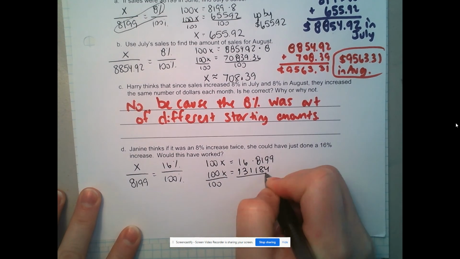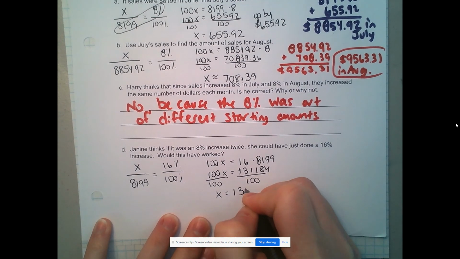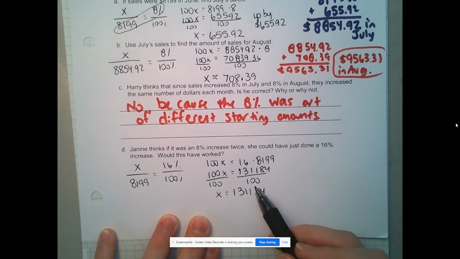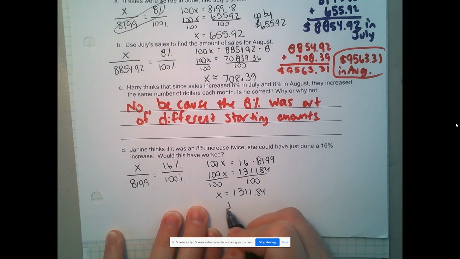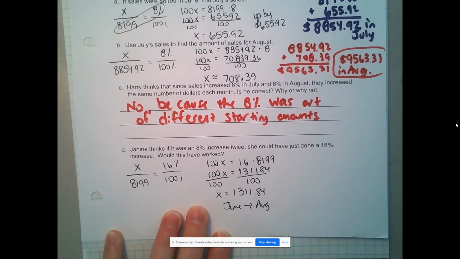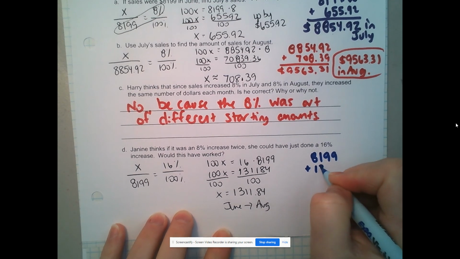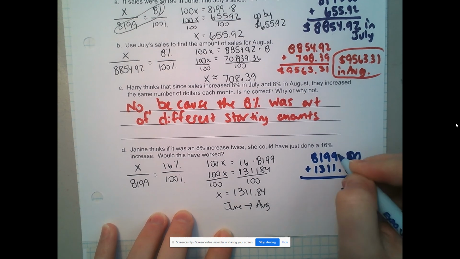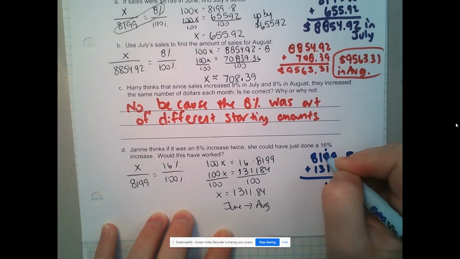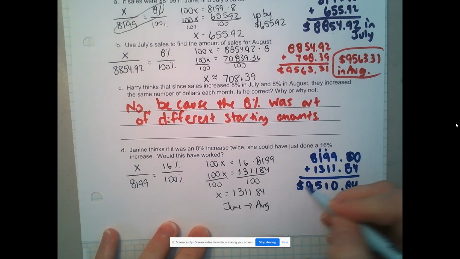Divide by 100, and X equals, all I have to do is move my decimal point over two places, 1311.84. So what this is saying is if we just did 16% right off the bat, the change from June straight to August would be 1,311.84. If we check the math on that and we add 8,199 plus 1,311.84, 9 and 1, 5. Then you would end up at 9,510.84, and that is not correct.